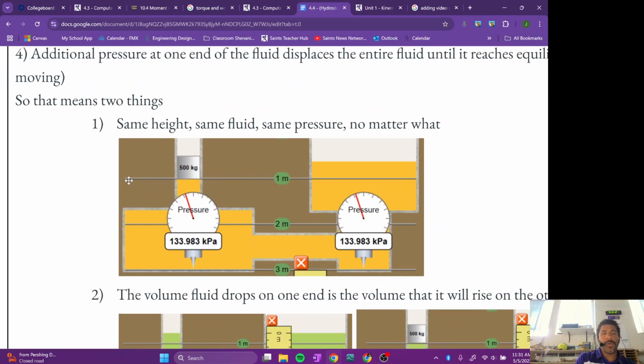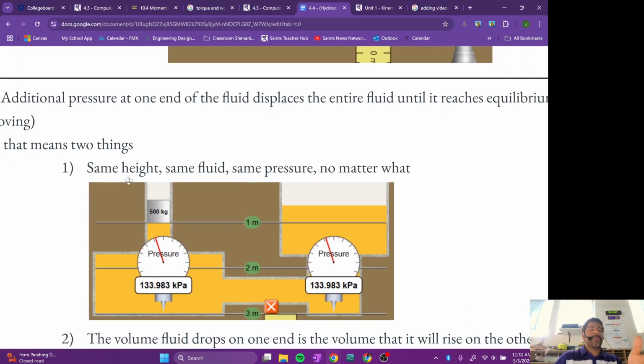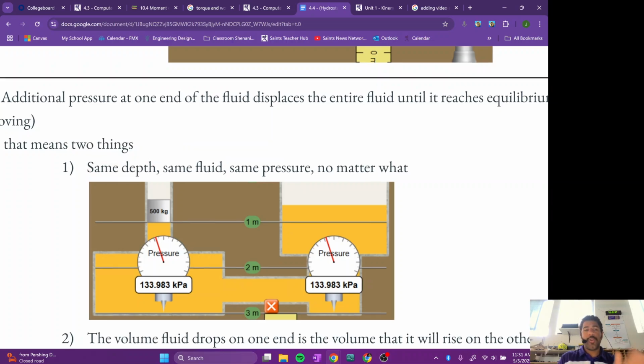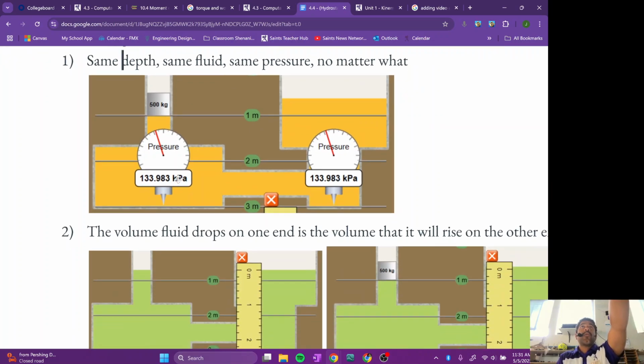So, a couple things come from this. If you add pressure to a fluid, this is what we said earlier: same depth, same fluid, same pressure, no matter what. Even when I added an external pressure here, right, we have the same heights on two different ends, it's the same pressure, no matter what.